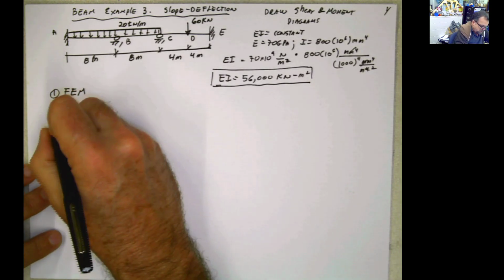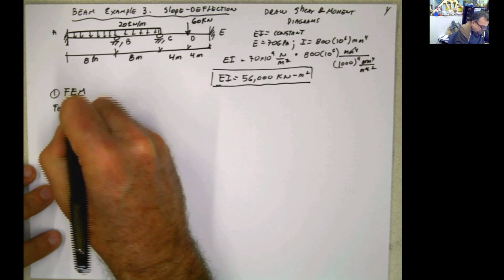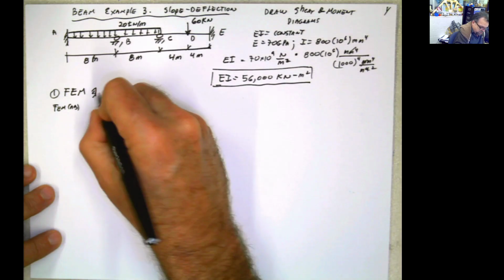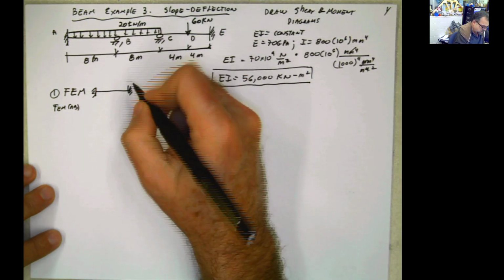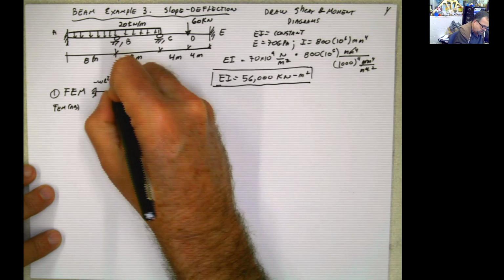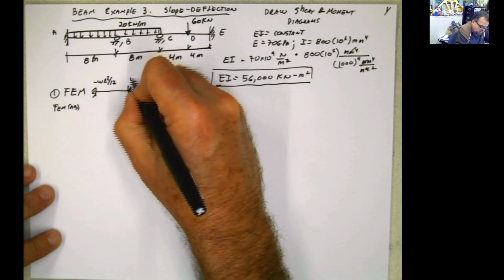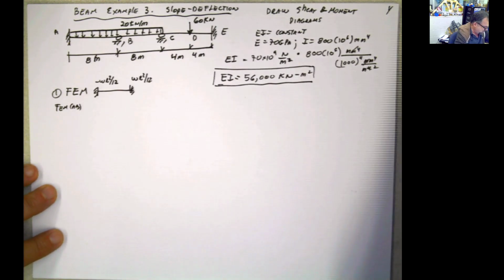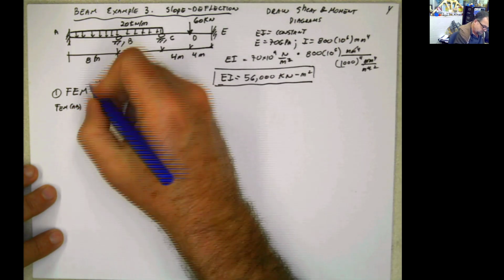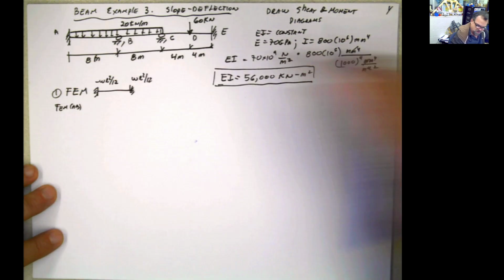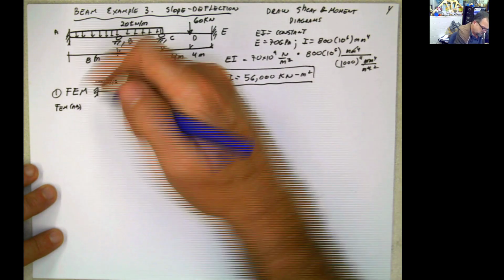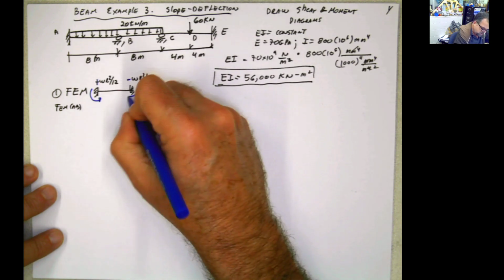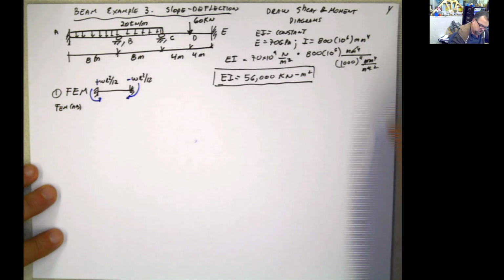So let's start. FEM for AB, and everything else, let's say FEM for this one is going to be negative WL squared divided by 12 and WL squared divided by 12 if you use this convention. I'm sorry, it's the opposite, right? Yeah, positive and negative. So it's going to be like this, and it's going to be like that. So let's do that for AB.